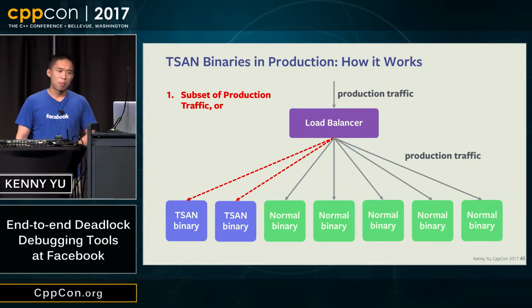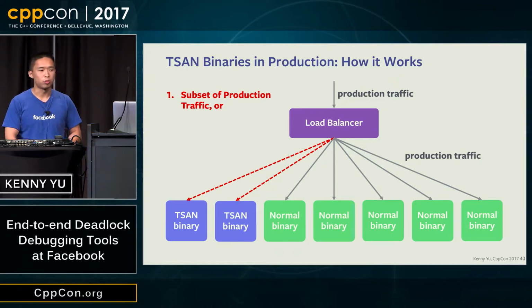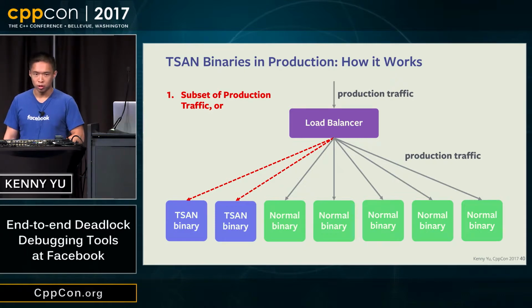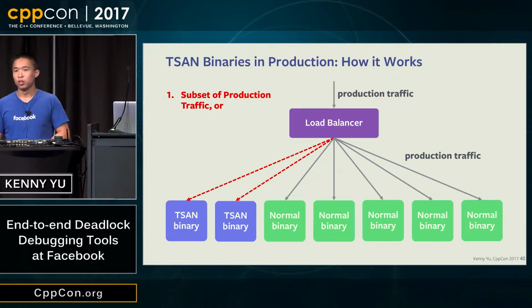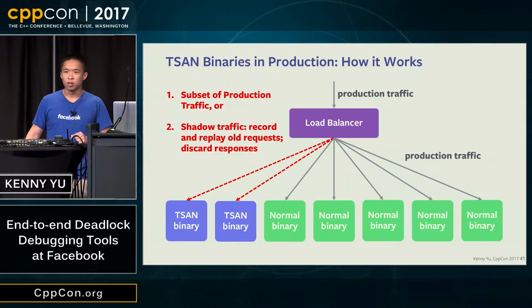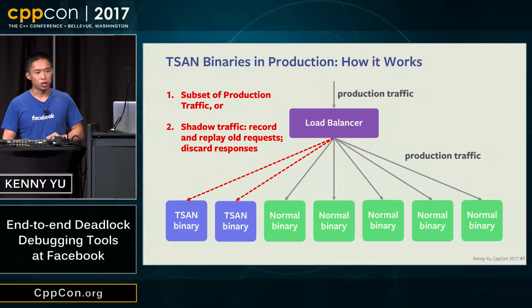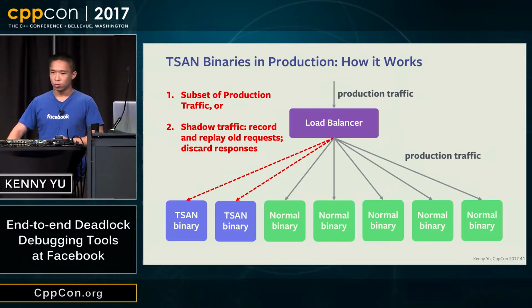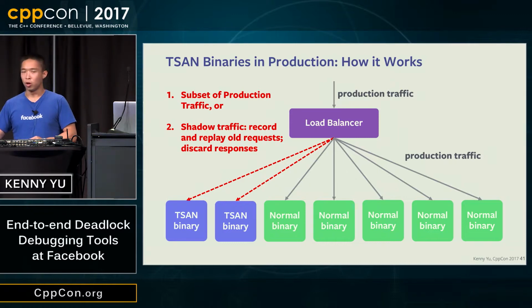So here's how this works. For most services, there's typically some load balancer to spread traffic across the multiple replicas of my service. We push TSAN builds out to a few of those replicas, and then we either send a subset of real production traffic or shadow traffic. For shadow traffic, we record and replay old production requests, send them to the TSAN replicas, and then ignore the responses. The only purpose of this is to get the TSAN replicas to execute the code they would otherwise be running had they been running a normal production binary.